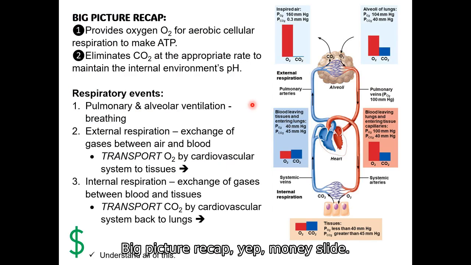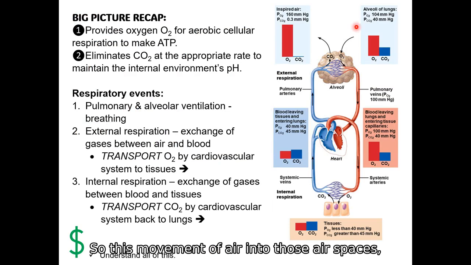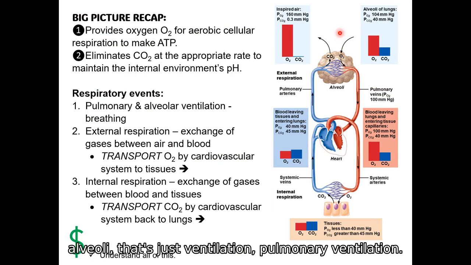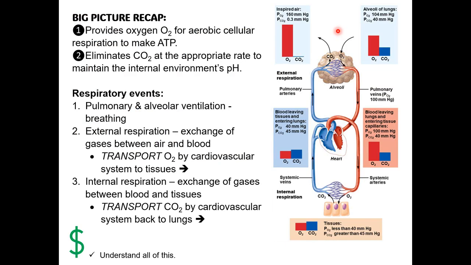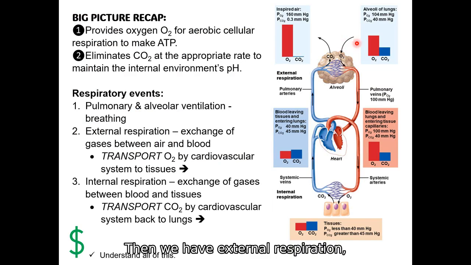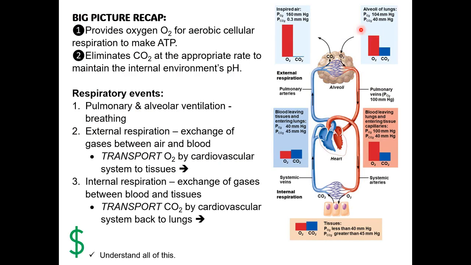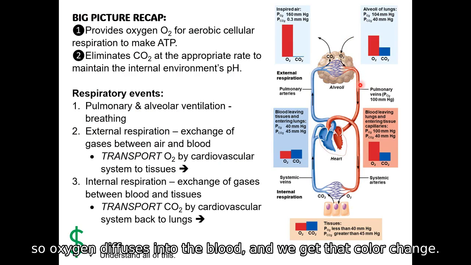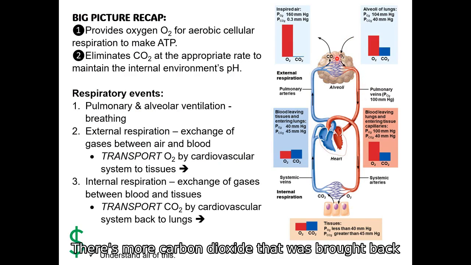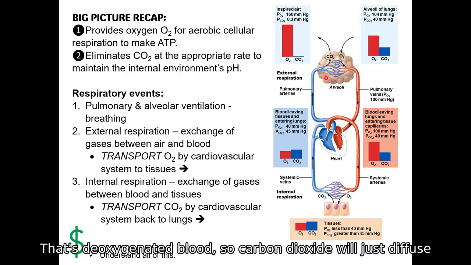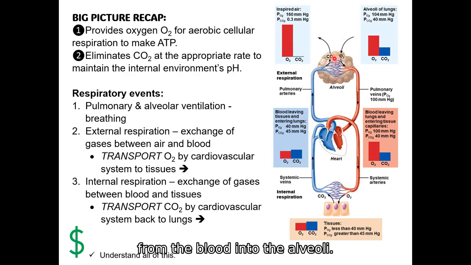Big picture recap. Yep, money slide. So this movement of air into those air spaces, alveoli, that's just ventilation, pulmonary ventilation. Then we have external respiration, and this is going to be based on just partial pressures. The pressure of oxygen is higher in the air spaces, so oxygen diffuses into the blood, and we get that color change. There's more carbon dioxide that was brought back, right, from that right side of the heart. That's deoxygenated blood, so carbon dioxide will just diffuse from the blood into the alveoli. We get rid of it.